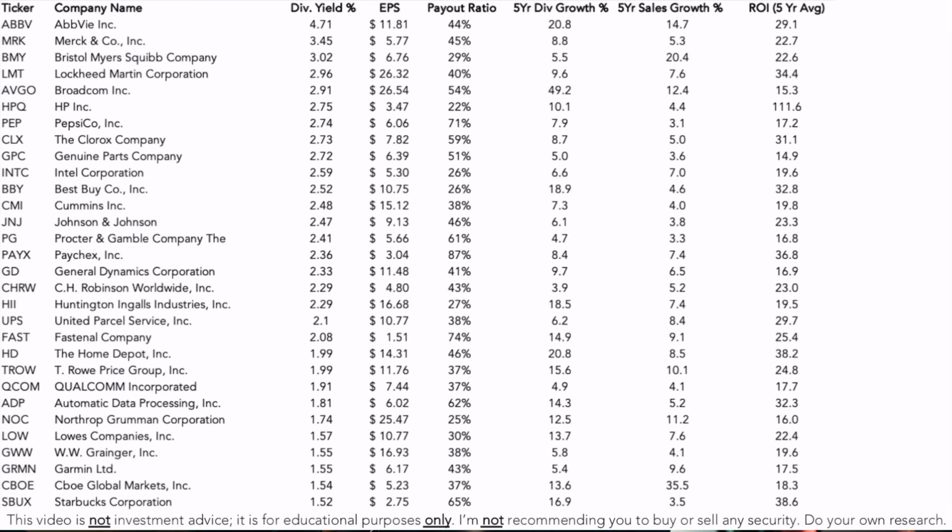Here are the 30 companies. This is not a recommendation to buy this portfolio or even buy anything on this list. Do your own research, look more into these names if you're interested.